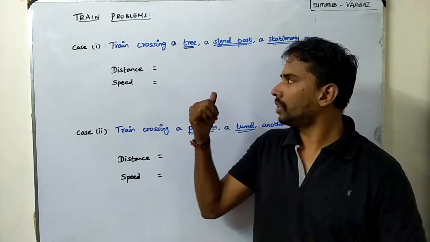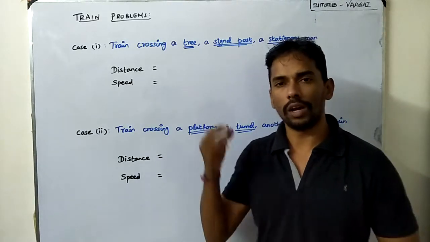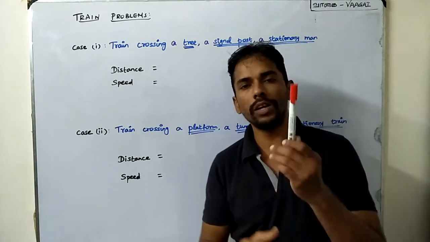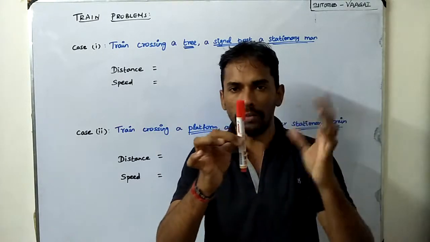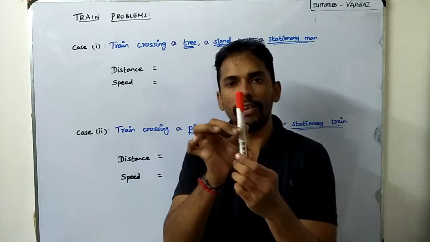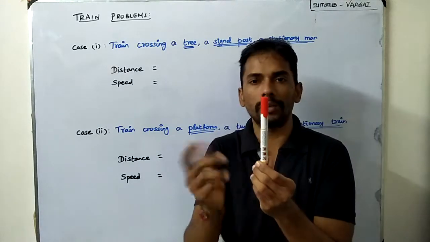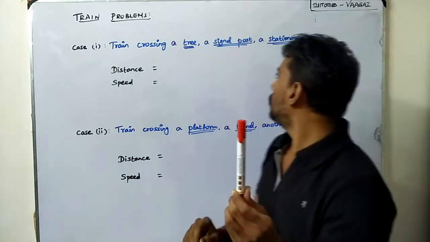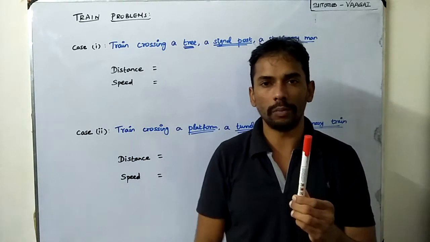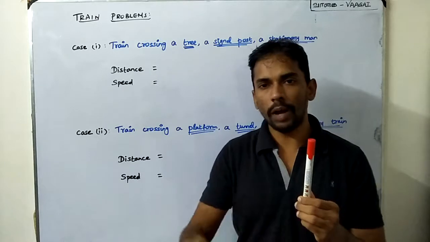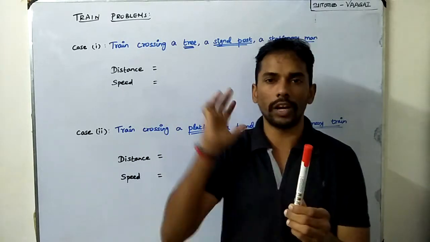If you see these kinds of objects, a tree or a signal post, it will be a single point object. It will be in a single point and it is not going to move anywhere. It is going to be fixed and we don't have any particular length for that object. Same for a stationary man also. A stationary man is a man who is going to stand in some place. Let us now see what happens when a train is going to cross these kinds of objects.